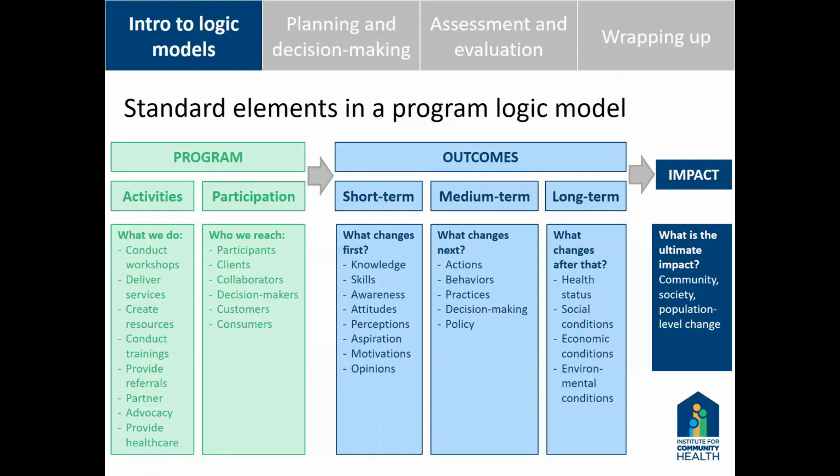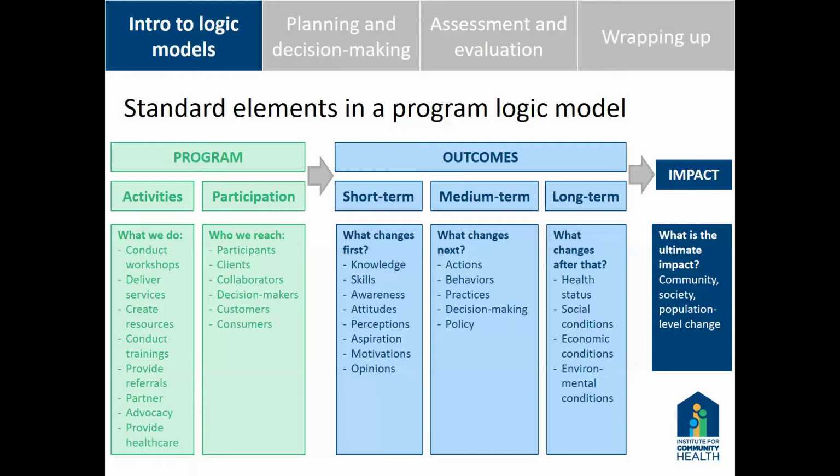participation is who you reach. So it could be participants, it could be clients, it could be collaborators. If you are focusing on policy change, it could be decision makers or policy makers, could be customers or consumers. And outcomes, again, are what you are expecting your program to achieve.